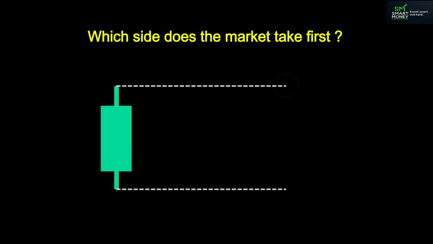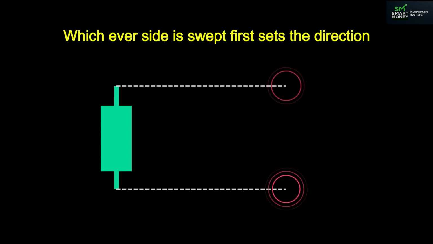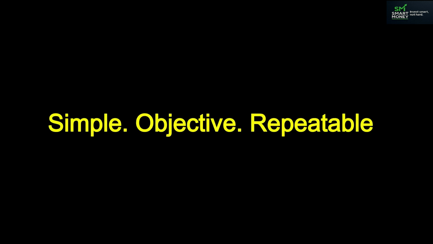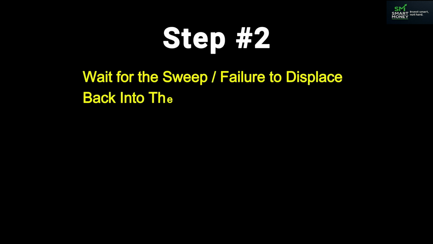Which side does the market take first? Because whichever side is swept first sets the direction for the rest of the week. Sweep the high, bias down. Sweep the low, bias up. Simple, objective, and repeatable. Step number 2, wait for the sweep, the failure to displace back into the weekly range.